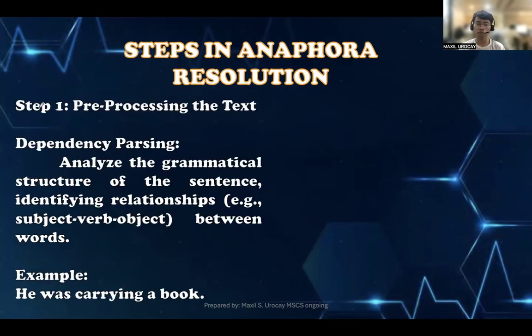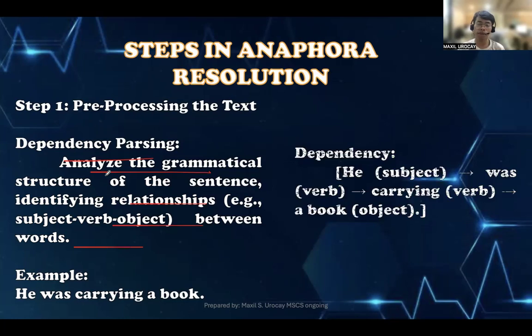And then there is dependency parsing, where you are trying to analyze the grammatical structure of the sentence, identifying the relationships, like subject, verb, object, between words. He was carrying a book. If you were able to study in your automata the leftmost derivation and the rightmost derivation in terms of parsing the tree, that is one of the methods that we will consider here. So there will be dependencies. For example, he, the subject, is dependent on was, and so on and so forth. This is how it will be structured.